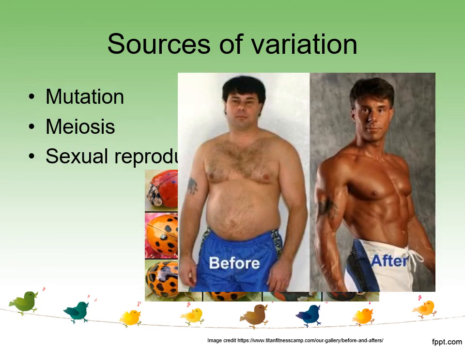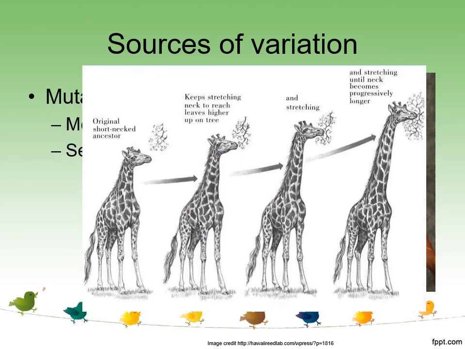Working out is not a source of variation. Just because your parents work out or got plastic surgery or dye their hair is not going to have any impact on their offspring, right? So not a source of variation for what we're talking about here in class today.